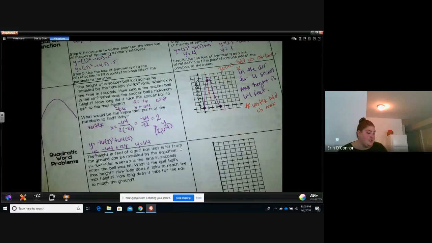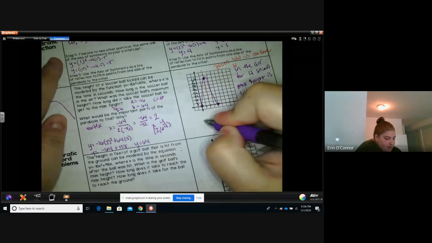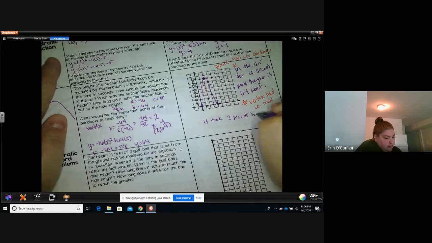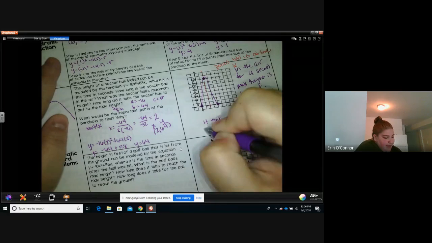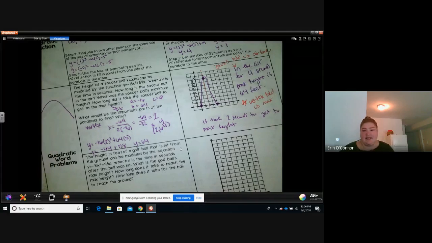And then the third question is, how long did it take the soccer ball to get to the max height? Well, it took 2 seconds for it to get to the max height, because 2 is the x of the vertex. You could say either the vertex or the axis of symmetry told us that 2 seconds.